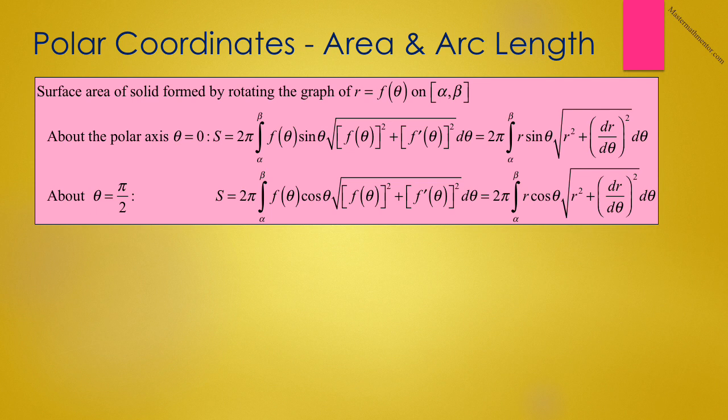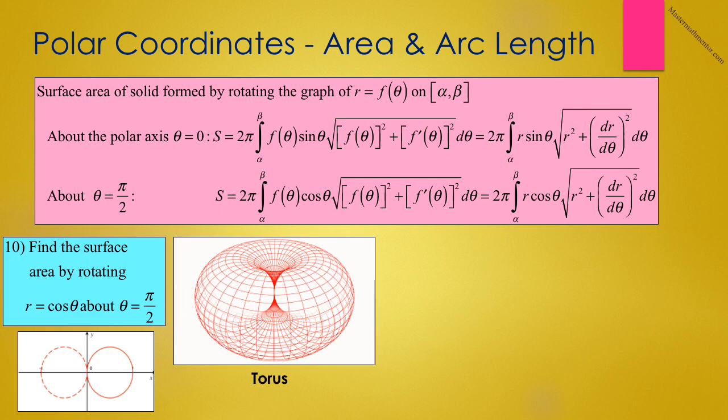We can also rotate it about the polar line theta equals pi over 2, which is like the y-axis. S is equal to 2 pi integral from alpha to beta of f of theta cosine theta times the square root of f of theta squared plus f prime of theta squared d theta, or 2 pi the integral from alpha to beta of r cosine theta times the square root of r squared plus (dr d theta) squared d theta.